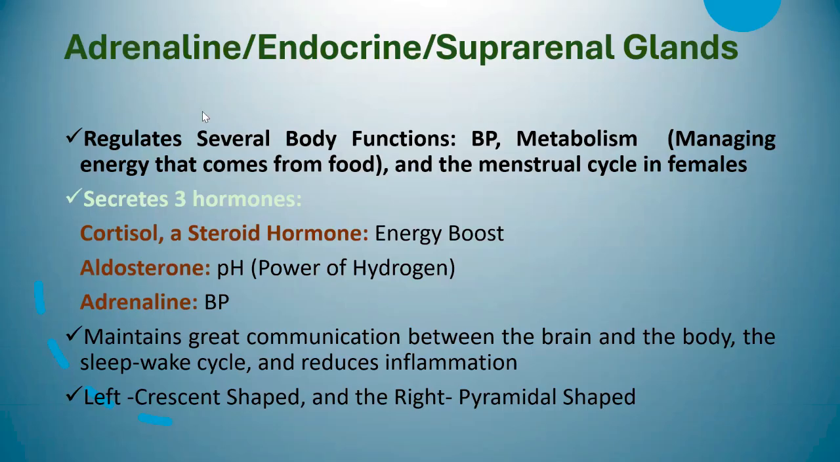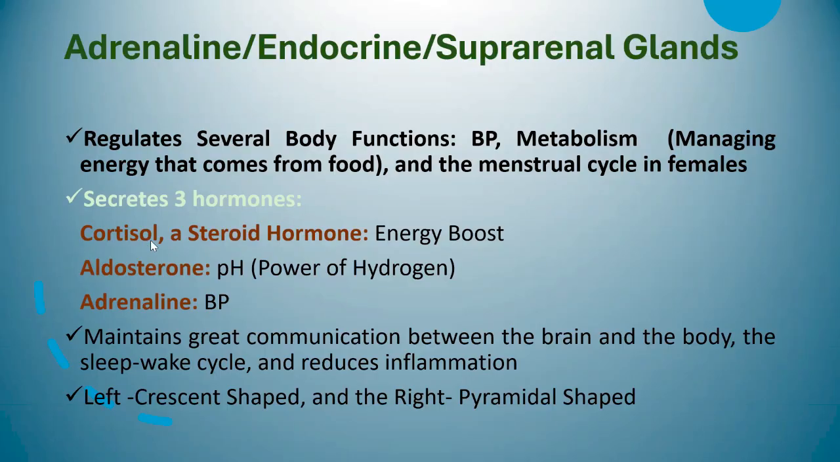Adrenaline or endocrine or suprarenal glands. They are glands. What do they do? Now we have to understand it. It regulates several body functions such as blood pressure, BP, metabolism. What is metabolism? It's managing energy that comes from food. It's called metabolism. And then the menstrual cycle in females. Very responsible one. Adrenaline is very responsible, very important. It secretes 3 hormones. What are they?